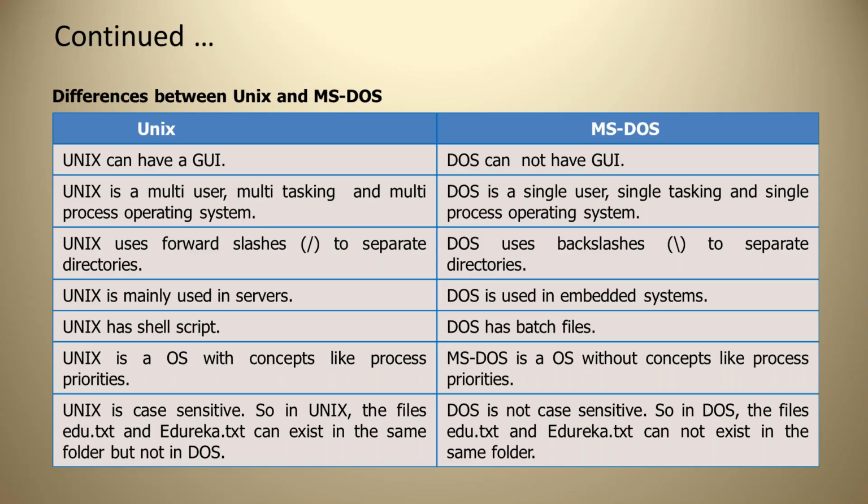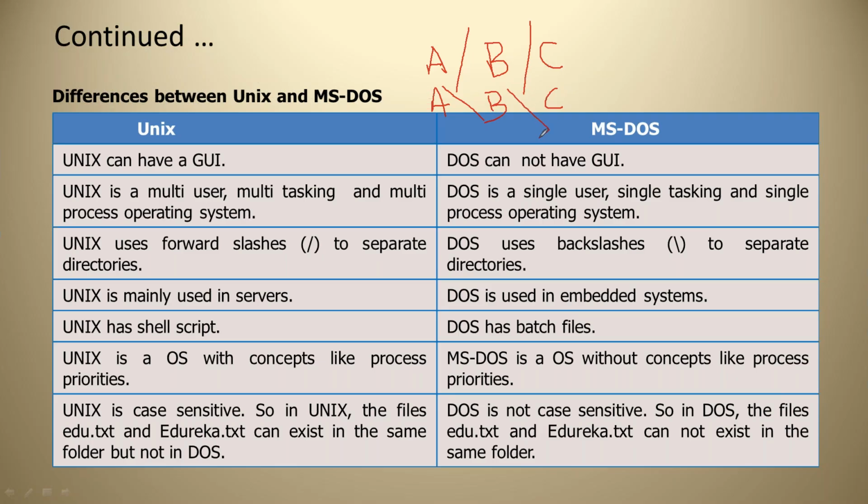Unix uses a forward slash to separate directories. Directory means folder. So in the Unix operating system, the directories are separated with this forward slash. Suppose A is a directory name. Under that A directory, B is another directory. Under that B directory, C is another directory. Then it can be written in Unix like this: A forward slash B, forward slash C. If it is a DOS operating system, it is the same thing, A then B then C, but this will be reversed: backslash, backslash.